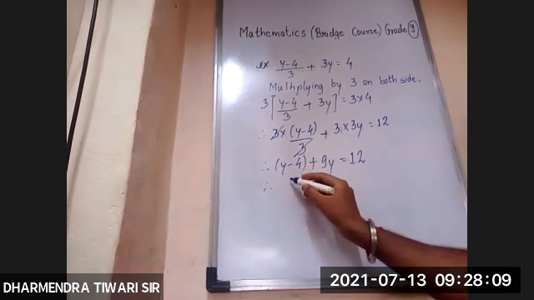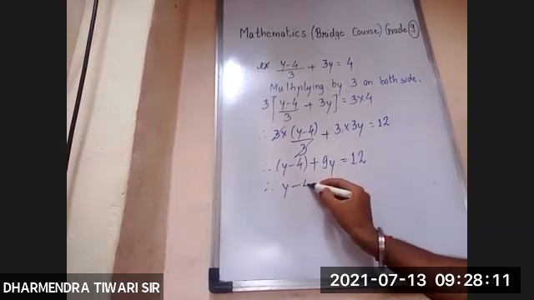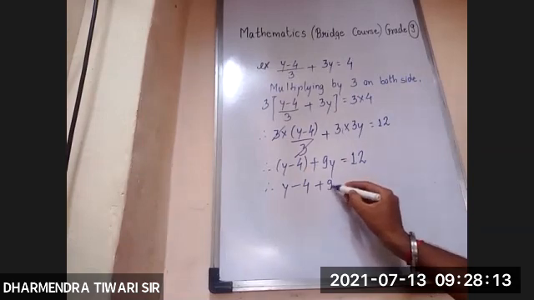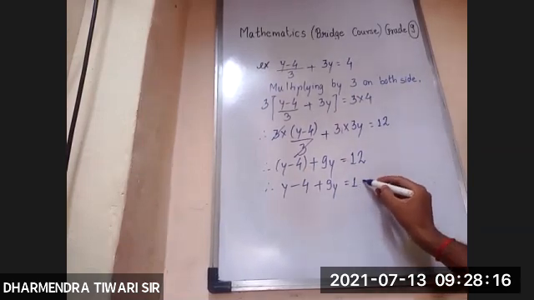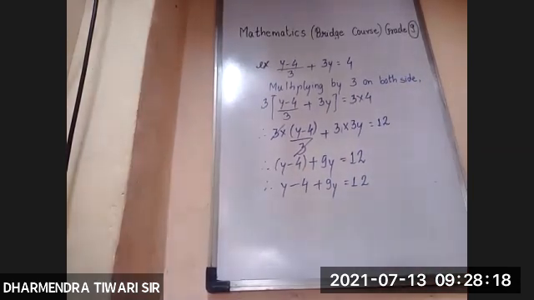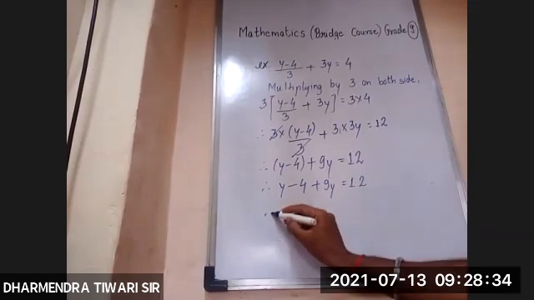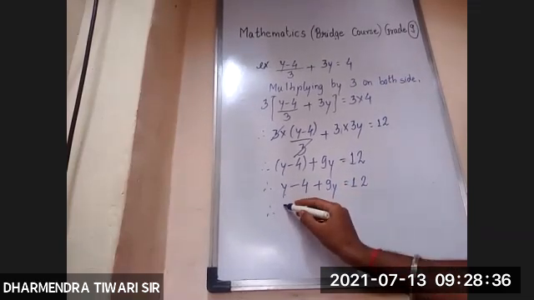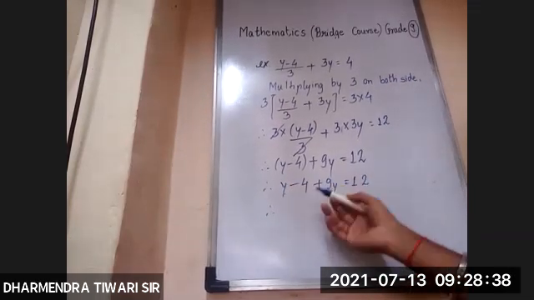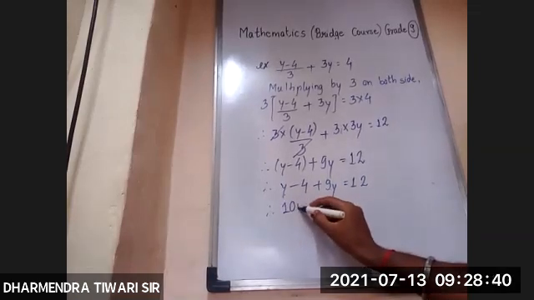Just open the bracket. y minus 4 plus 9y is equal to 12. Now we can see that we have the same form which we have done earlier today, that is variable and constant. So we can take constant terms together and variables together. As variables are on one side, we can add them first. So y plus 9y, that is 1y plus 9y, how much? 10y.